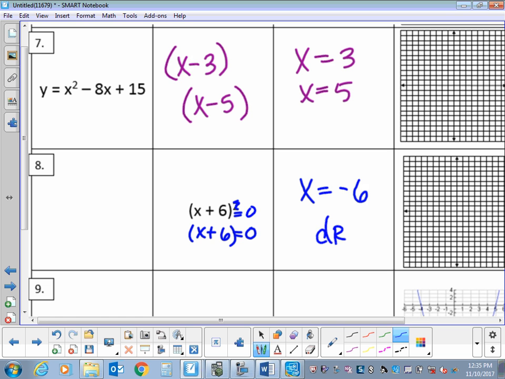It is a double root. You can either write it twice or you can write dr for double root. What's my equation? X plus 6 squared, that's for root. X plus 6 squared. Or you can write it out twice.